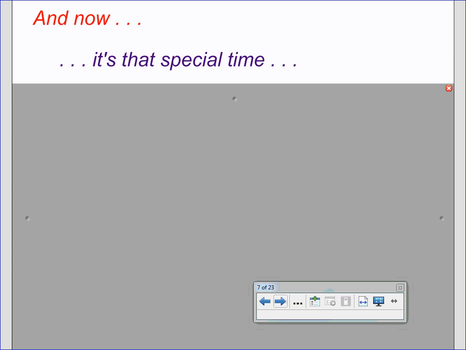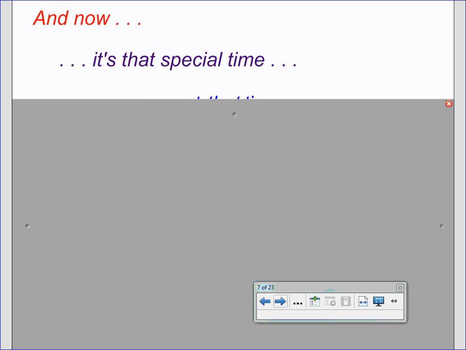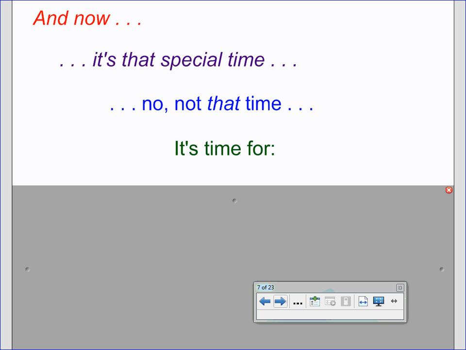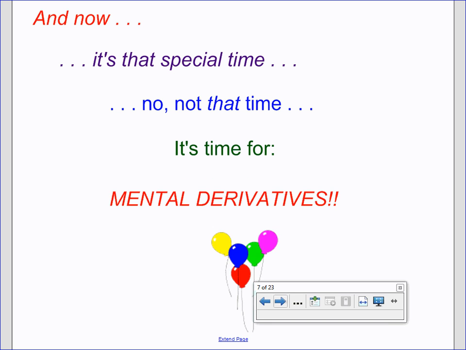It's that special time again. No, not that time. We did that. It's time for mental derivatives, okay? Mental derivatives. And so now is where you have an opportunity to embarrass yourself, to show how much you know about your derivative shortcut rules in front of your classmates, okay?